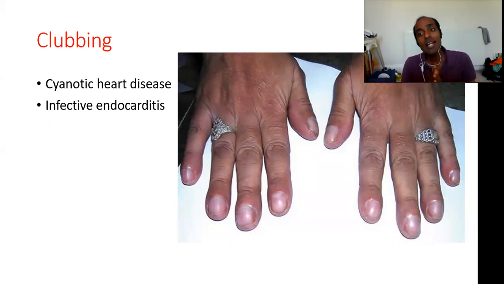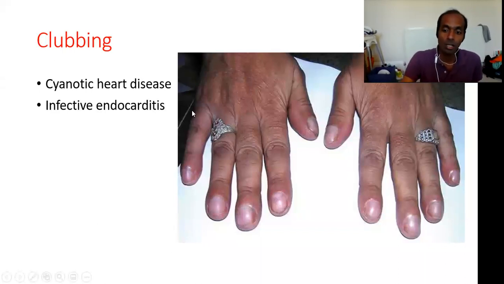And for your information, clubbing is also seen in another cardiovascular condition called atrial myxoma, which you can write down. It's not on the slide. Atrial myxoma is a tumor in the atrium. It's a heart tumor. That also causes clubbing. And some of the manifestations of atrial myxoma are very similar to infective endocarditis.